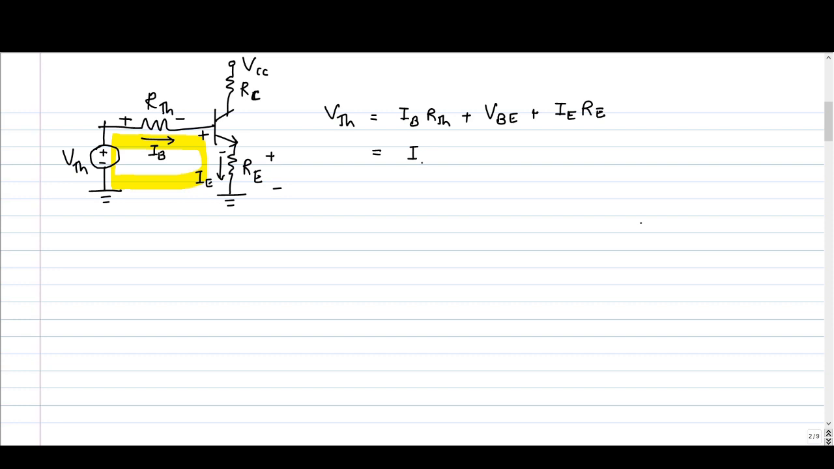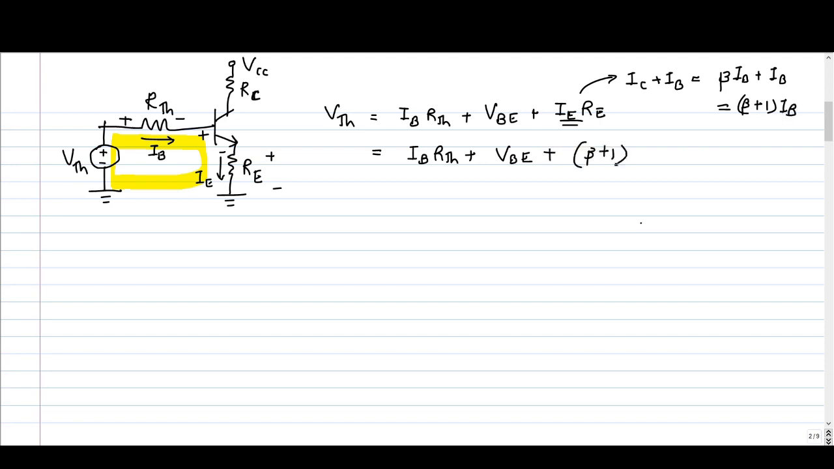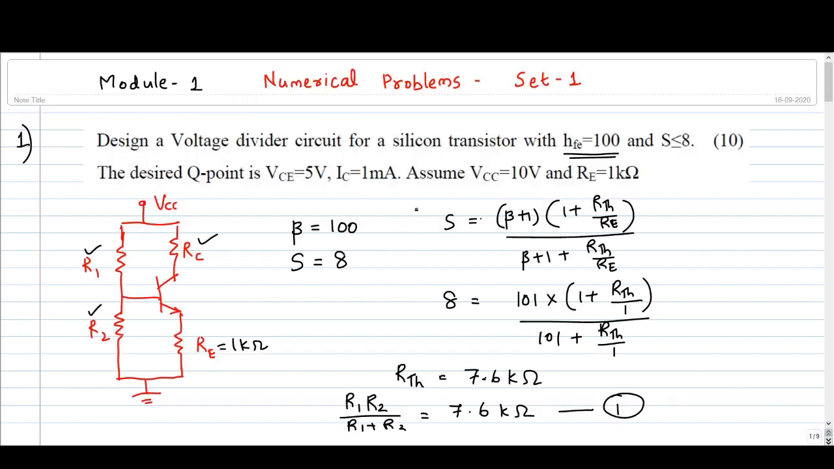Now one more simplification is possible. You can replace IE in terms of IB. IE is IC plus IB. IC is beta IB, so beta IB plus IB, so you will get (beta plus 1) into IB for IE. So you can replace here (beta plus 1) into IB into RE. Now we need the value of IB to simplify this. IC is given in the question. If you read the question, you can see the operating point is given. IC is 1 milliampere.